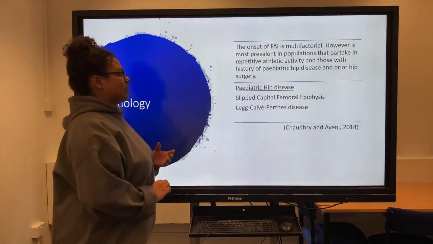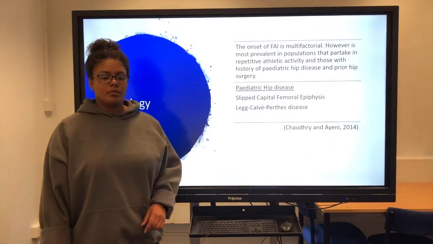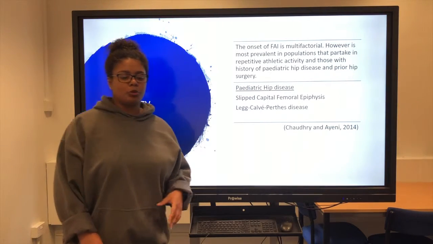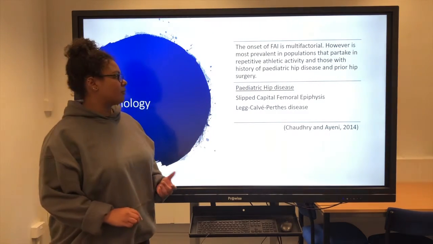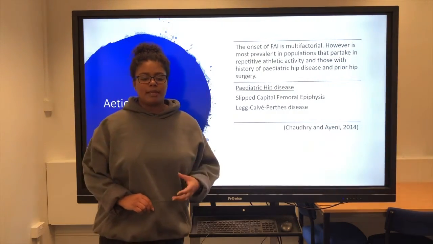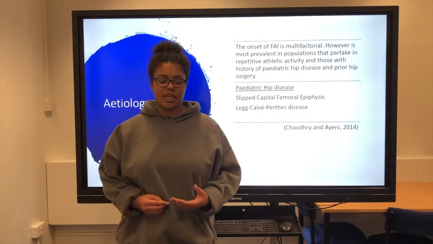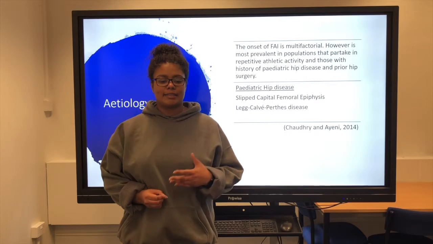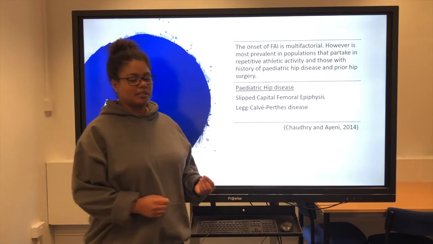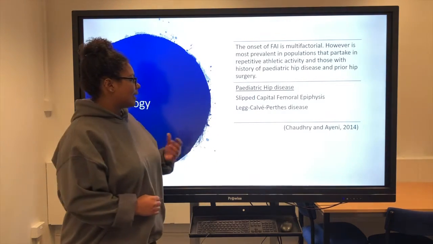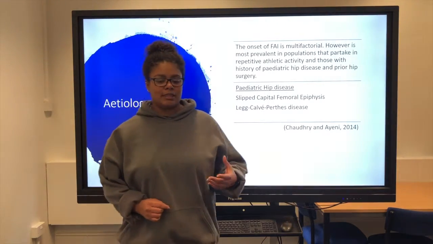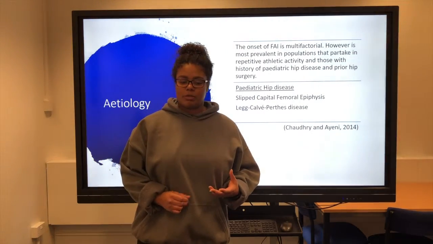Paediatric hip disease, in particular slipped capital femoral epiphysis, can alter the shape of the femoral head, which may lead to abnormal contact with the acetabulum and eventual degenerative changes, and has therefore been associated with the onset of FAI. Whereas Legg-Calvé-Perthes disease can also lead to the development of FAI.